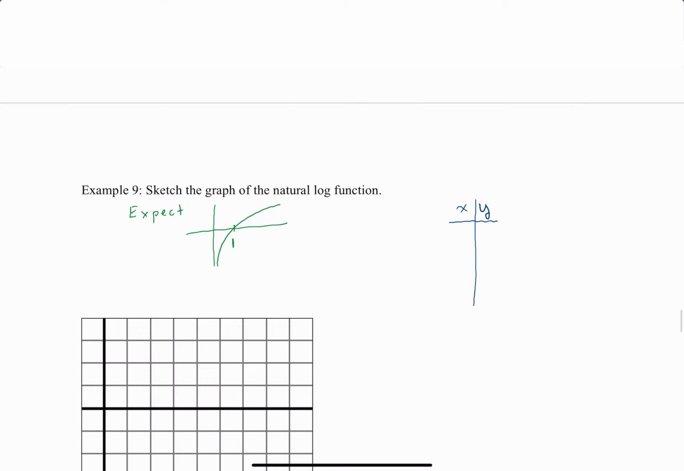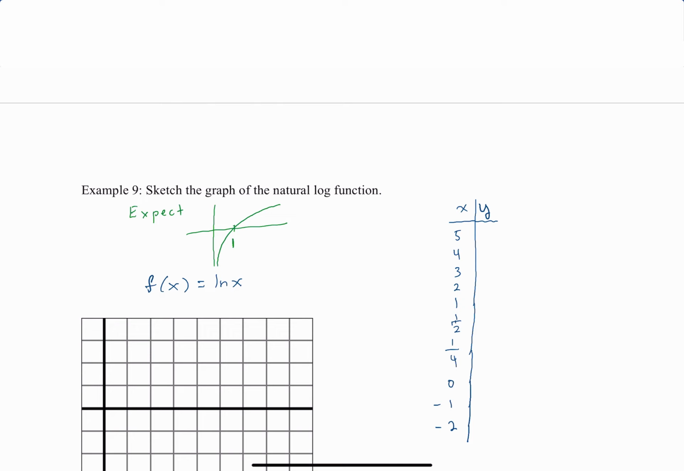We're just going to flat out put in x values. So how about we do 5, 4, 3, 2, 1, 1/2, 1/4, 0, -1, -2. And again, we're graphing f of x equals ln of x. That's what we're trying to do here. So let's use a calculator to get the natural log of 5.